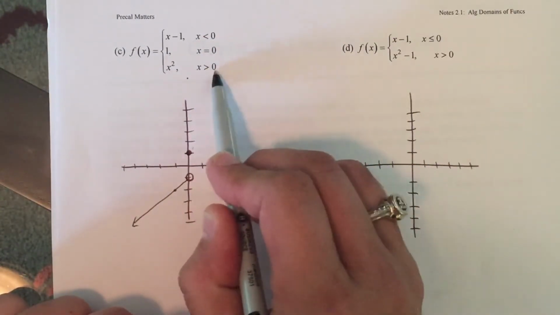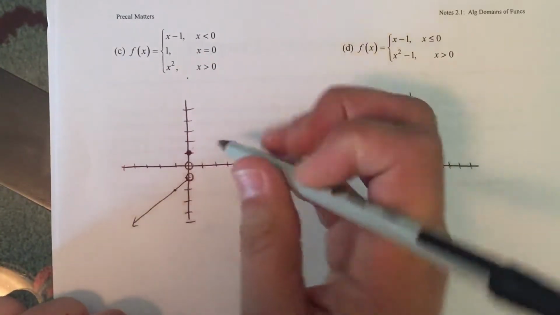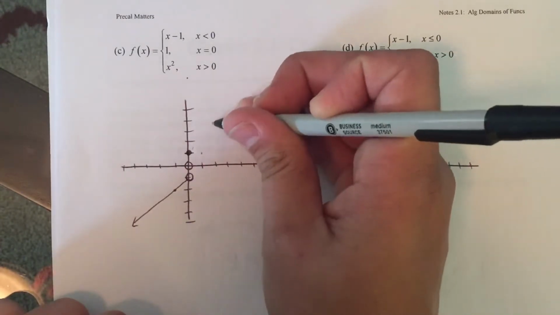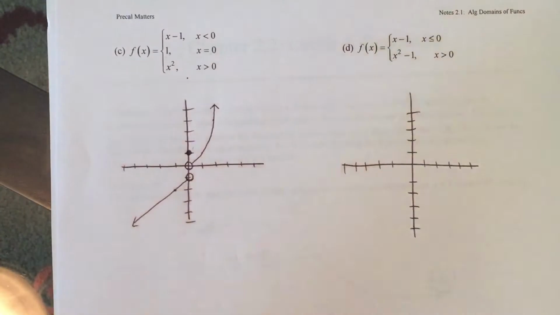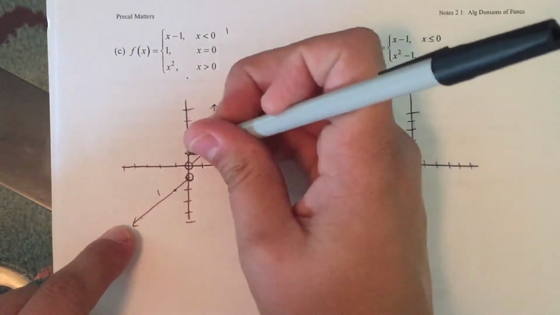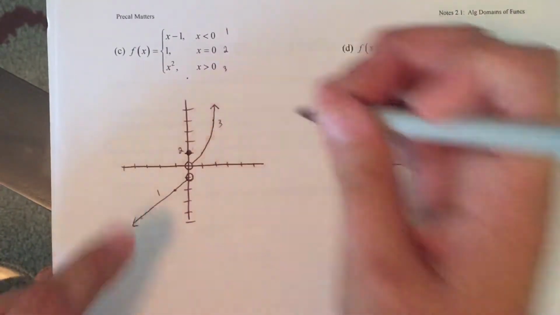Where x is greater than 0, so if I plug in 0, I get 0 squared. So this is the same problem that I had earlier. So it's this parabola. Okay, so I've got my piece 1. This is piece 2, my point, and this is piece 3, the parabola.